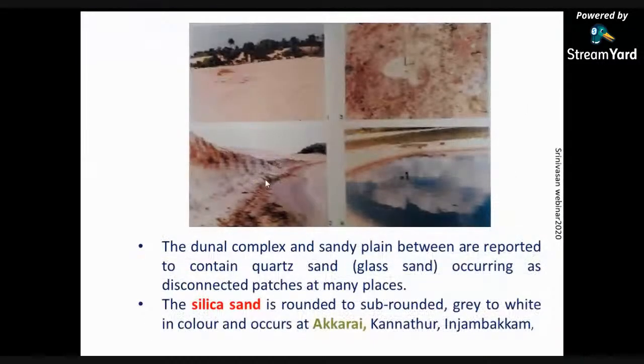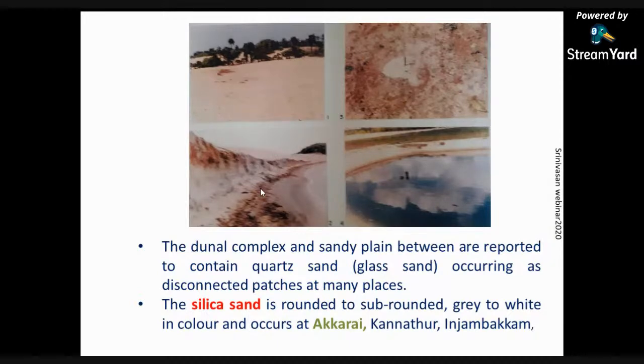Some of the dunal complexes are a very silver lining in the dark cloud. In the Tiruvanmiyur and further Akkarai area, below the subsurface is the dune. In Chembakkam, there is a white color sand. You see, white color sand, glass sand is occurring. They hold a good amount of water. They are all called the Akkarai aquifer, silica sand aquifer, where subrounded grey to white color sand is occurring below the top dune.